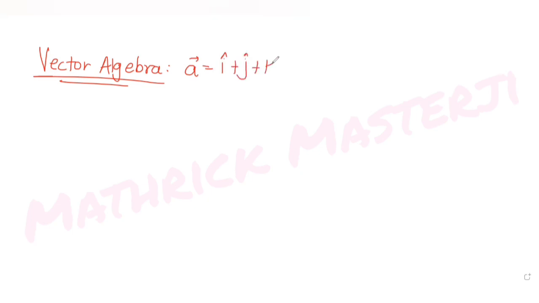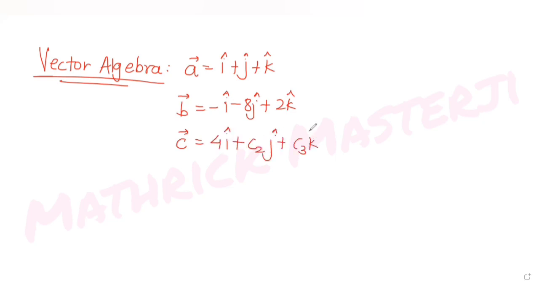Let's see today's question. Today's question we are taking up from the topic of vector algebra. The question tells us: let A be the vector i+j+k, B be the vector -i-8j+2k, and C be the third vector 4i+c2j+c3k. These are three vectors with a condition that says the cross product of B and A is equal to the cross product of C and A.